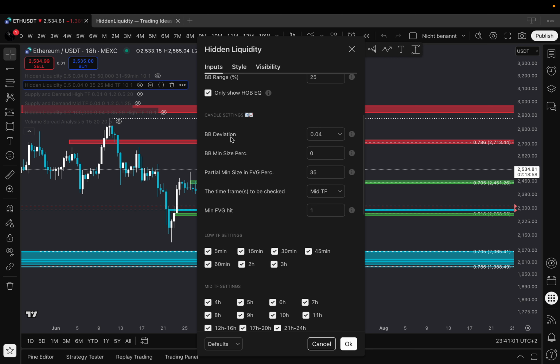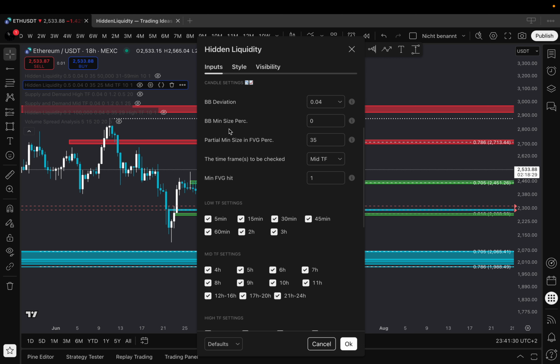Then we've got a breaker block deviation setting that basically lets you decide how strict the tool should be regarding the engulfing candles. I've got a little deviation right here because we can only work with the data provided by the brokers, and if the data is not 100% accurate, it might not show some hops. So that's why I'm using it like that.